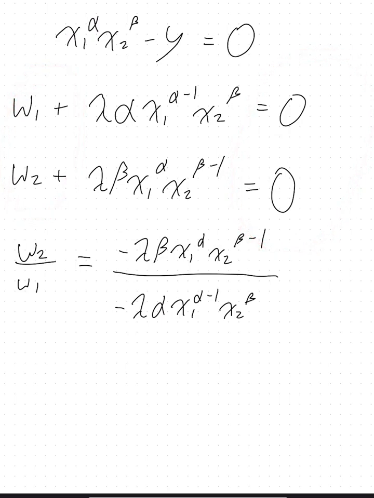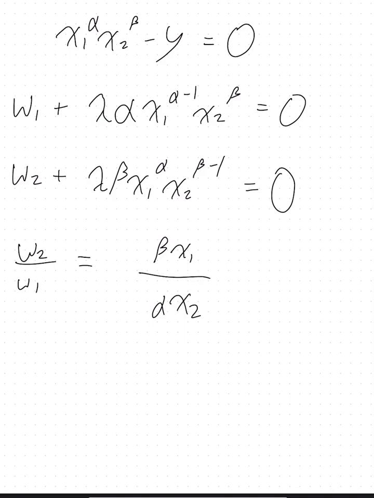by dividing these two. So we can get rid of these negative lambdas. We can get rid of all but this x1 up here. And we can get rid of all except this x2 down here. So putting it together, we get beta x1 over alpha x2.